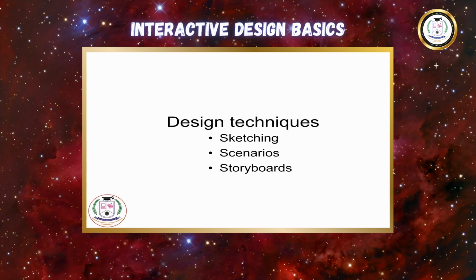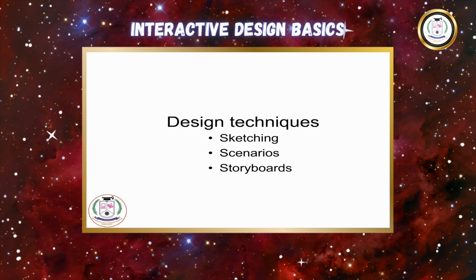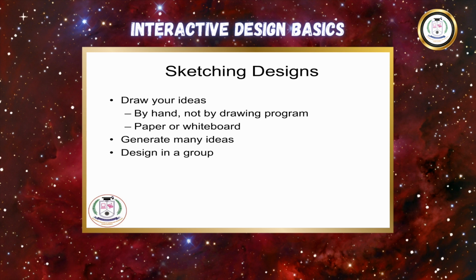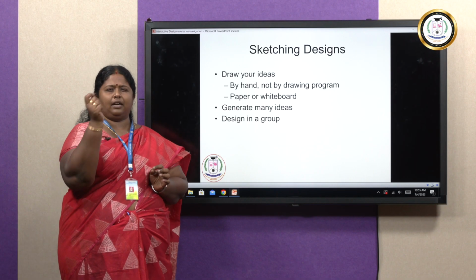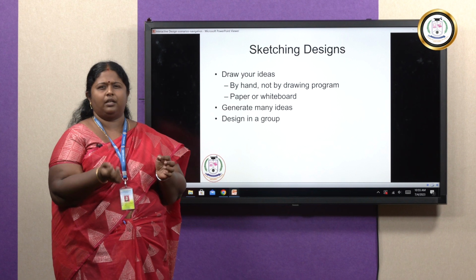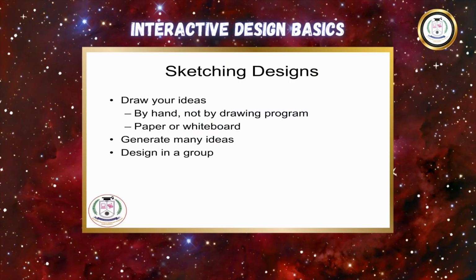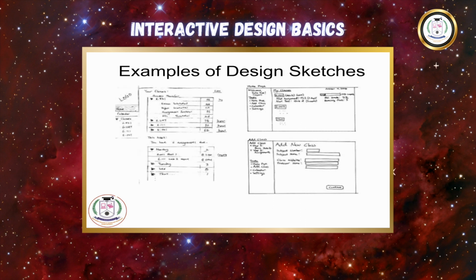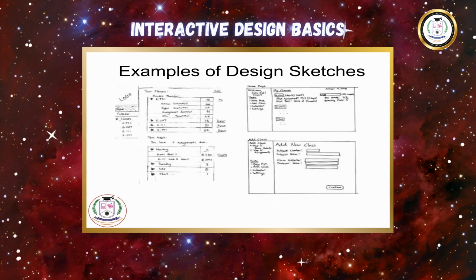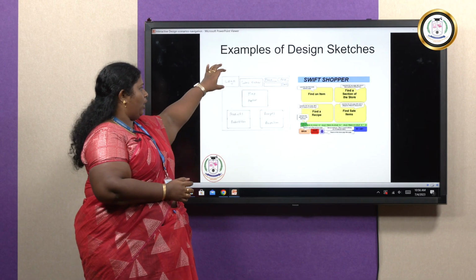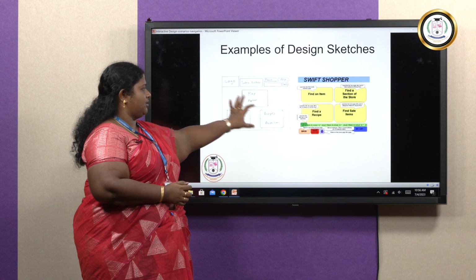Designing techniques. There are various techniques used for design: sketching, scenarios, and storyboards. Sketching is nothing but you conduct an interview. We make a rough image of what is really wanted, like before going into HTML code, we just draw an outline. This is my requirements. This is an example of a design sketch. I just draw an outline before really implementing it. These are various examples. Again, this is the Swift Shopper app. Here, a rough image. This is where I want the logo, the map, the products, the recipes.